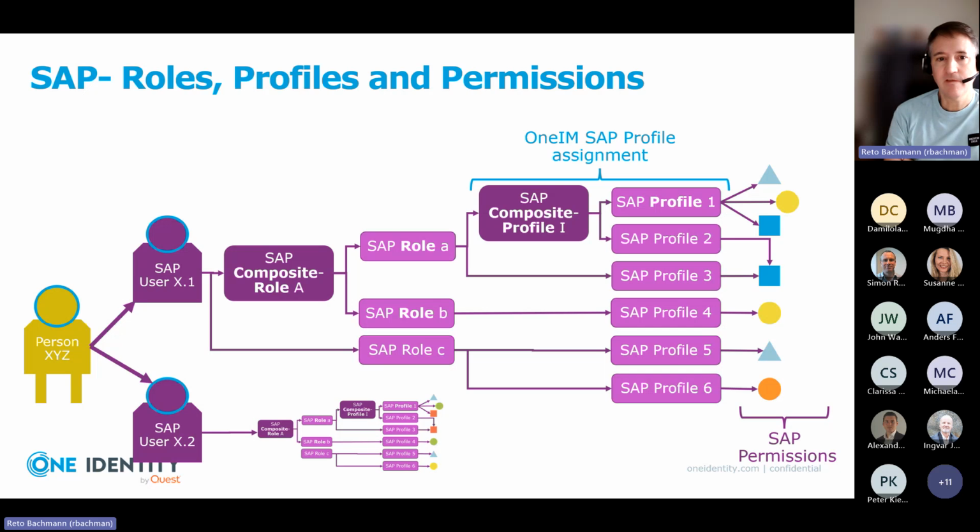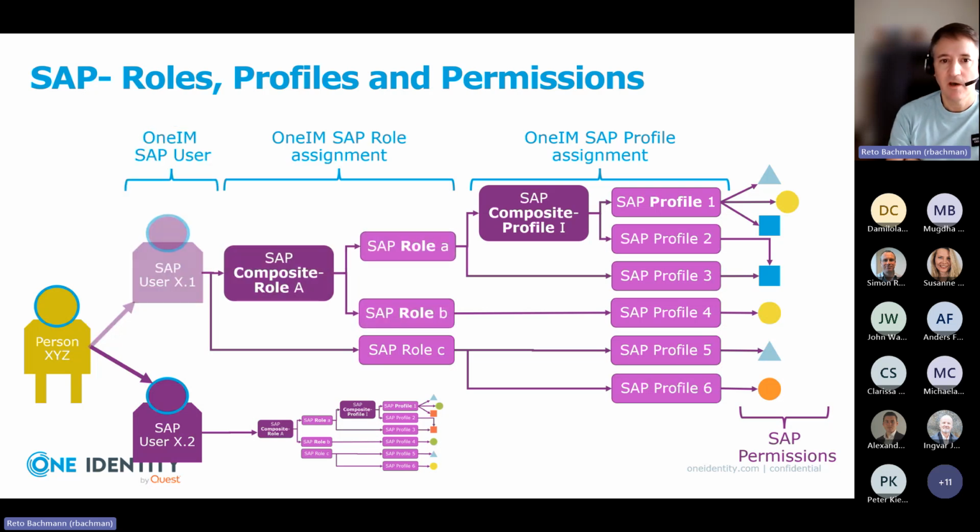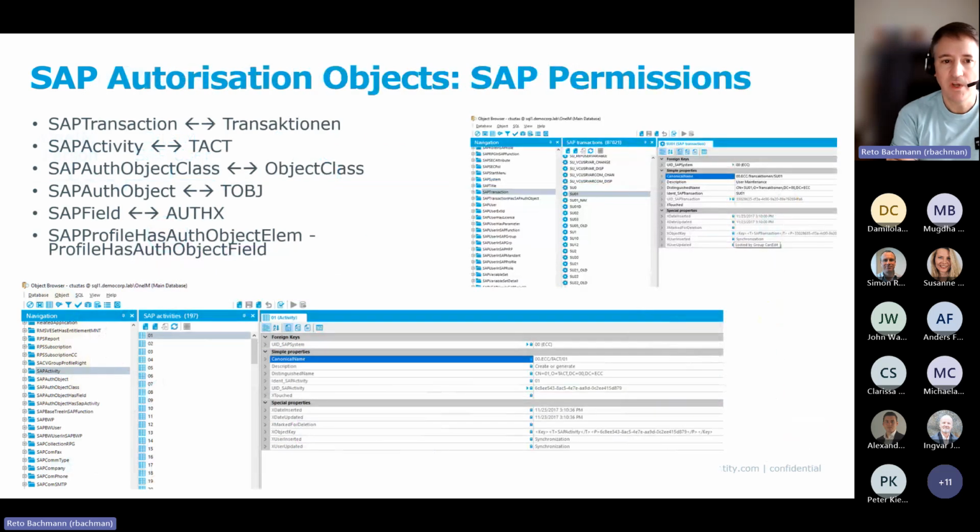And this information is also what we can read from SAP. So all the role assignments, including the profile assignments, and this is what we build also in Identity Manager. And we also read the transactions and the authorization object information. This is something which is part of the connector. It's a very nice functionality.